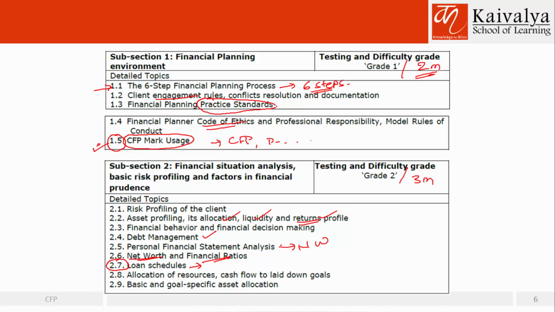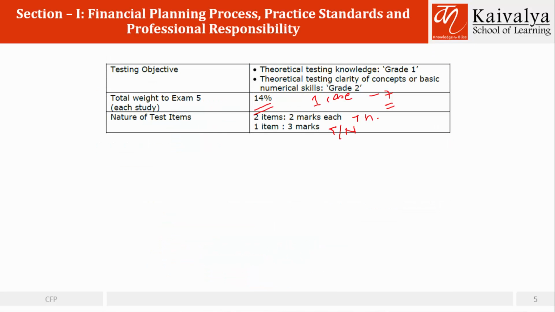Now, allocation of resources, cash flow to lay down goals, basic and goal specific asset allocation. Yes, these things are there, but at times these are blended with investment planning. So it also becomes at times very difficult to identify from which topic it has come, but yes, it comes. So that was the first section. It was introduction to financial planning.